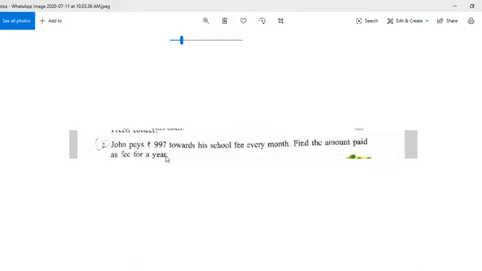From the new page you will write the question. From the next page you will write this question. One page you will do one problem sum only. For doing second problem sum, children, open new page. Start writing it from the new page. So this is your second word problem. John pays rupees 997 towards his school fee every month. Find the amount paid as fee for a year. So monthly fees of John is given. We have to find his annual fee.